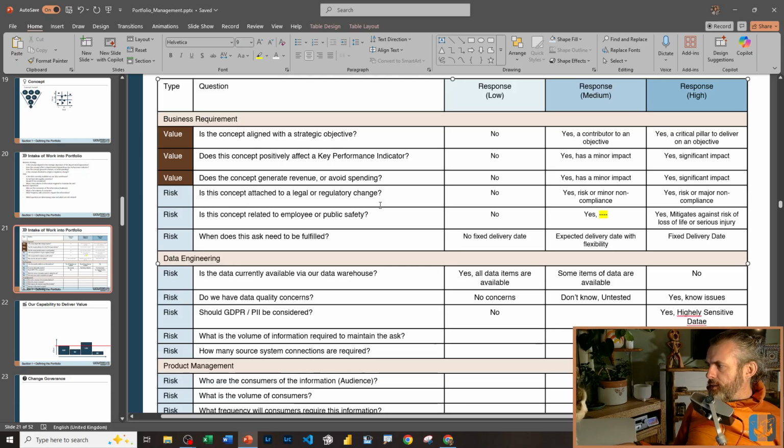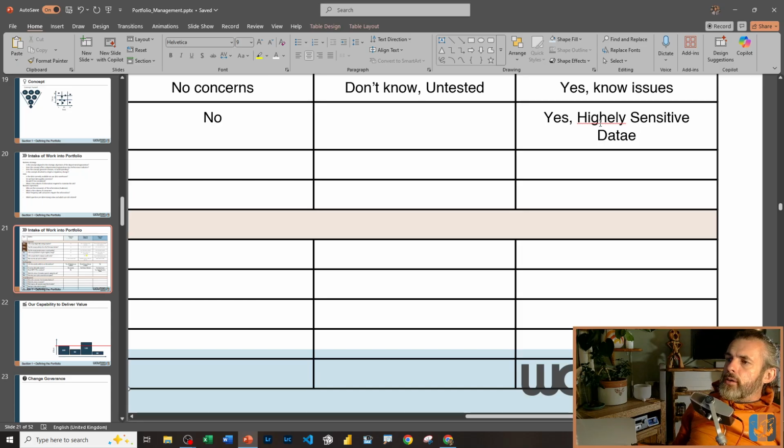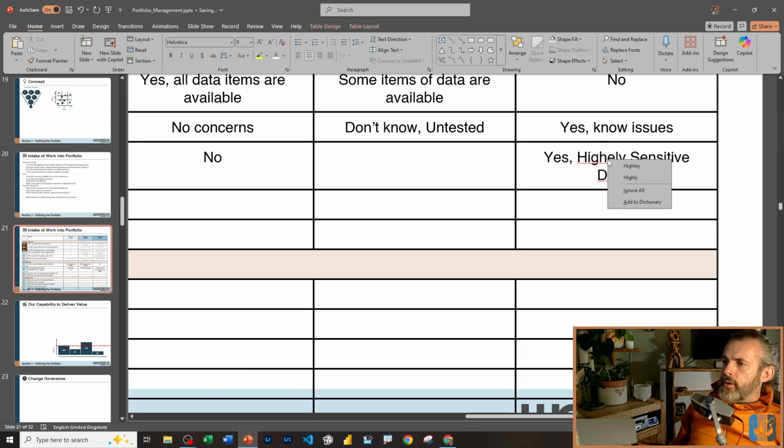Oh, my cat's just stood up and I can't see the screen. Excuse me, pussycats. You're looking very regal standing there, but I can't see the screen. Aha, right, there we go. Highly sensitive data.